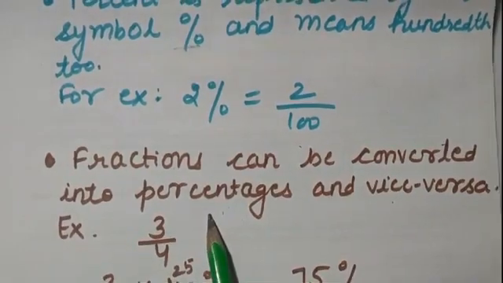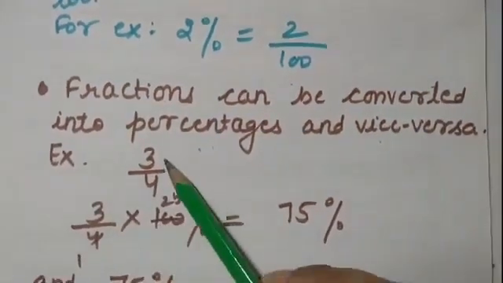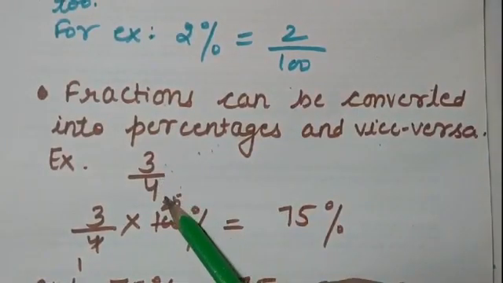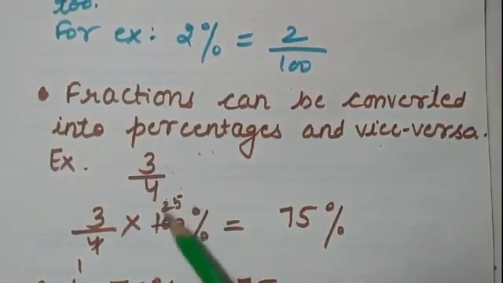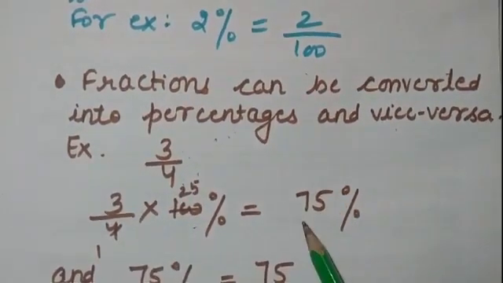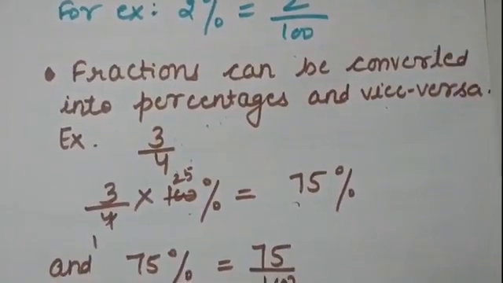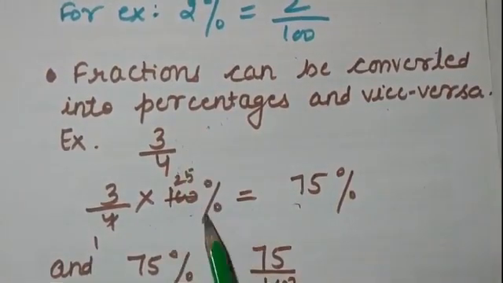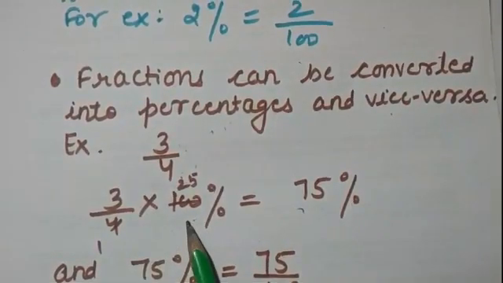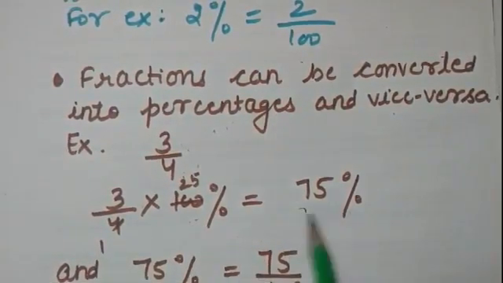So let us understand this. Suppose we have given any fraction and we have to convert it into a percentage. For that, you have to multiply the given fraction by 100%. So you will get the required percentage. Again, I am explaining, if you have to convert a fraction into a percentage, then you have to multiply the given fraction by 100% and then you will get the required percentage.